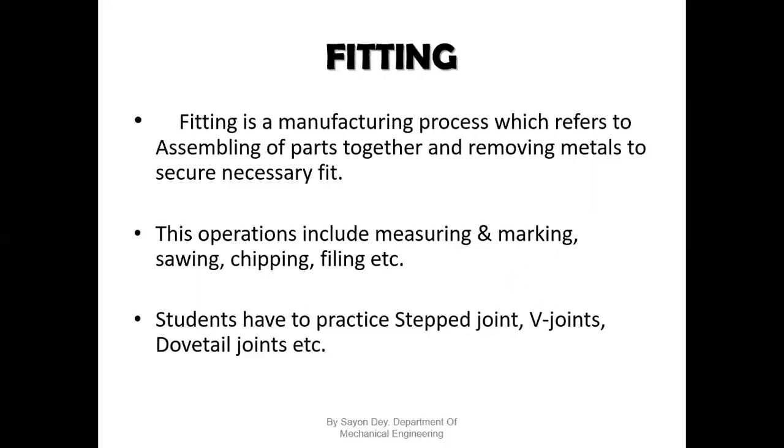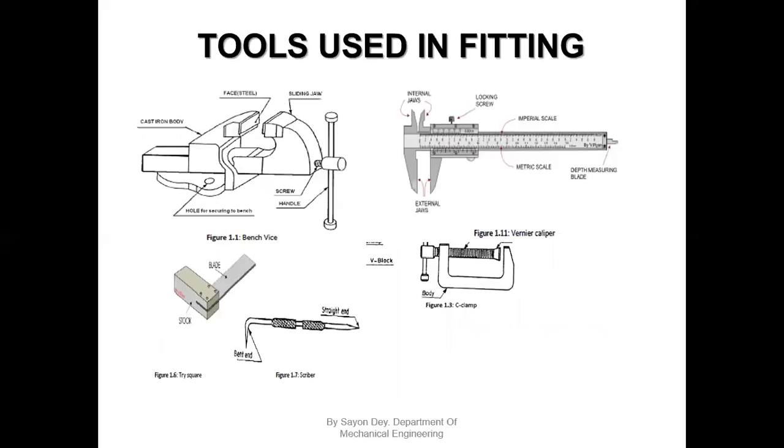The fitting operations basically include measuring, marking, sawing, chipping, and filing. Okay. Next, these are the hand tools that we use in our fitting shop. First one is the bench vise. Second is the vernier caliper. Again, the tri-square, scriber. This is a marking tool that we use to scribe or to mark on the metals. This is a C clamp. Also, we can use it in our pattern shop. C clamp is a holding device.